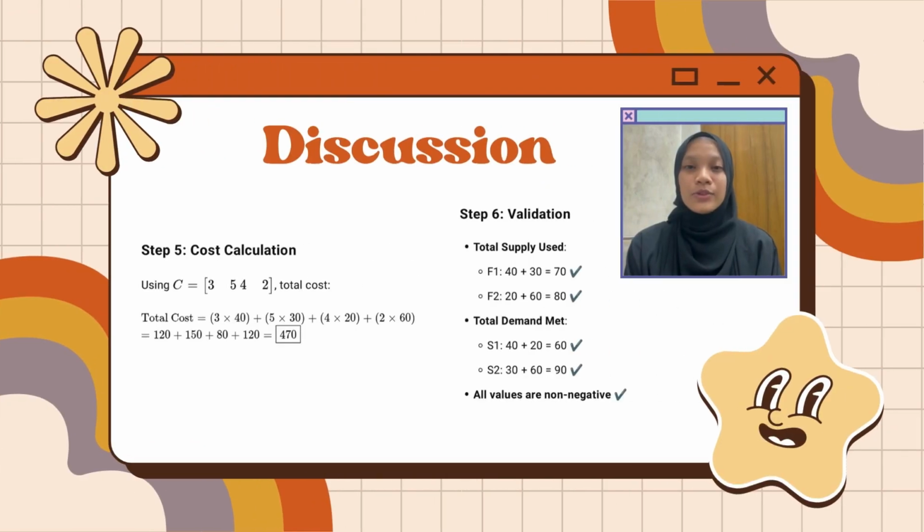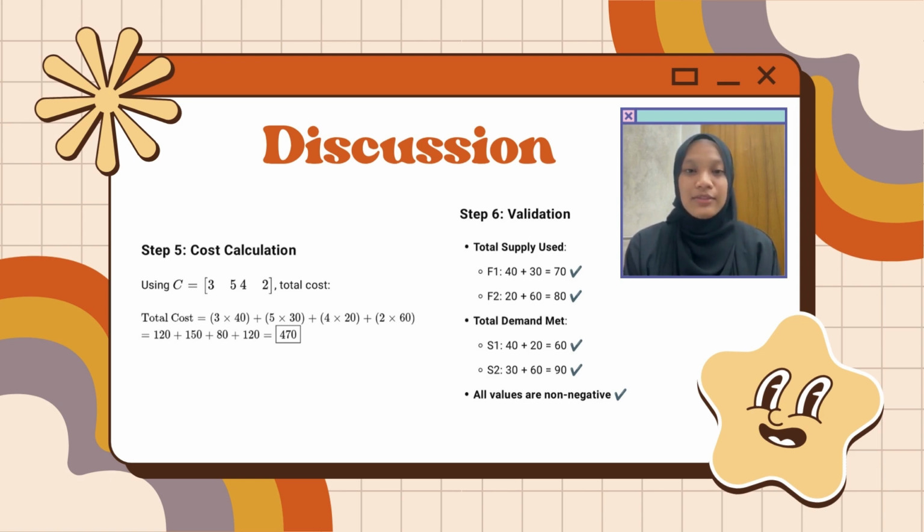Next, we will move to step 5, where we will calculate the total transportation cost. Using the cost matrix, matrix C, we will multiply it with matrix X, the transport values, and we will get the total transportation cost, which is 470 ringgit.